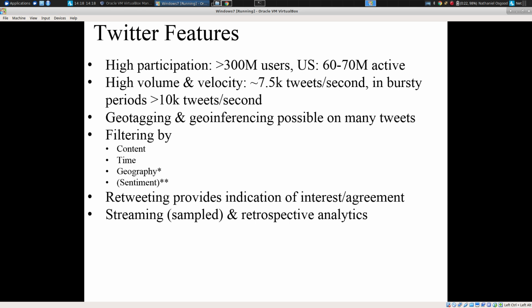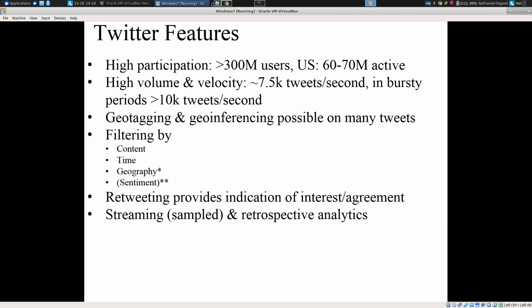And there's been some really fascinating work done on geo-inferencing tweets. So figuring out, almost certainly this tweet is from here based on certain aspects of the social network or the history of the tweet, the words used, etc. And you can filter it by content, by time, by geography within these limits, and crudely with sentiment.